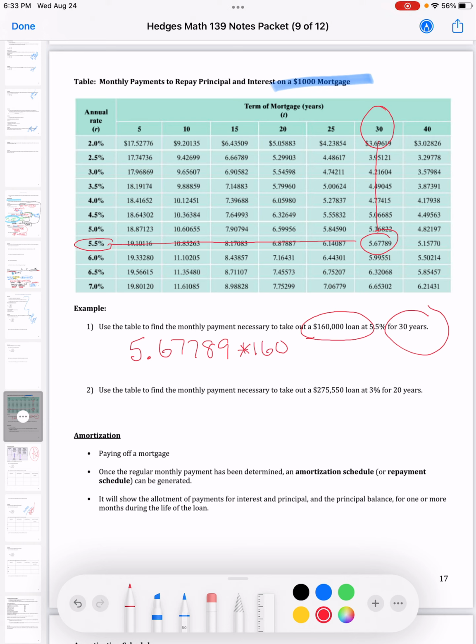So I type it in, and just like all things with money, we are going to go to 2 decimal places. So that would be my monthly payment.